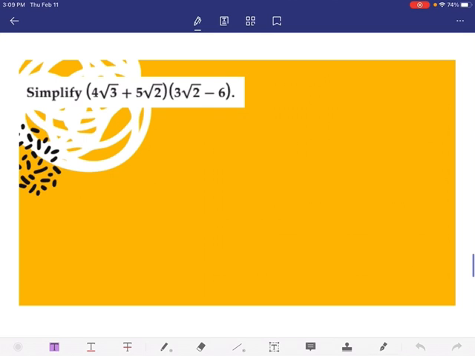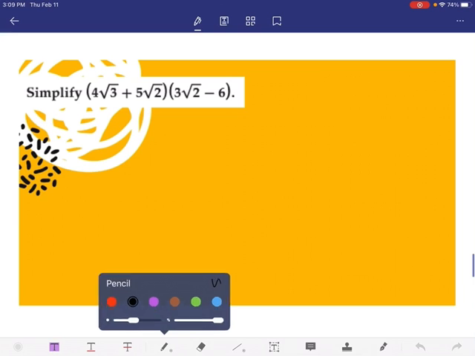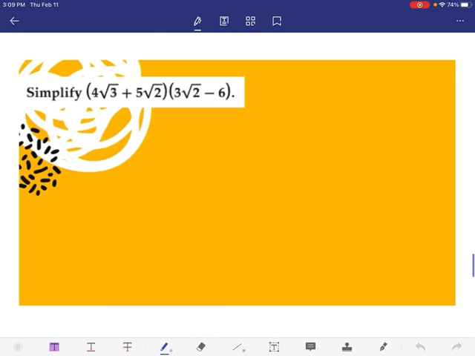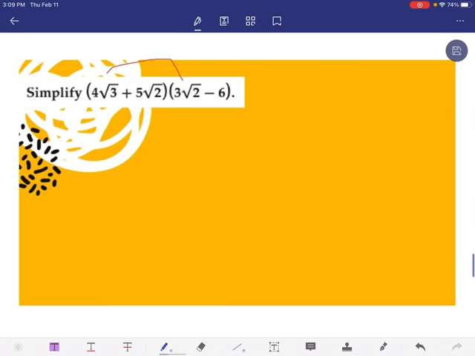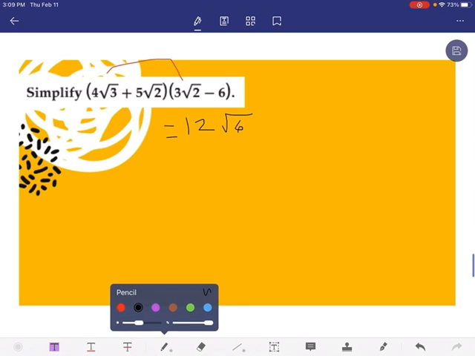So notice here, we have a binomial times a binomial. So we are just going to have to multiply it out like we've multiplied out other things in the past. So I want to do my 4 square roots of 3 times 3 square roots of 2 first. And we end up with 4 times 3 gives us 12. And then the square root of 3 times the square root of 2 gives us the square root of 6.